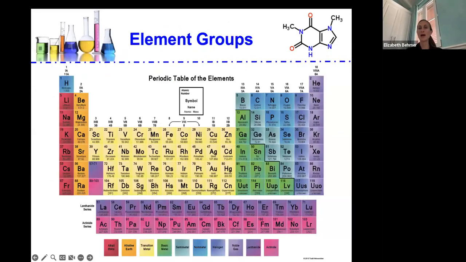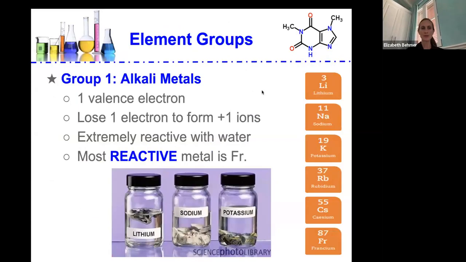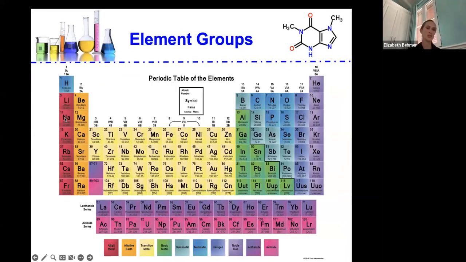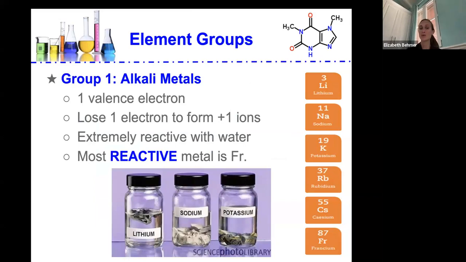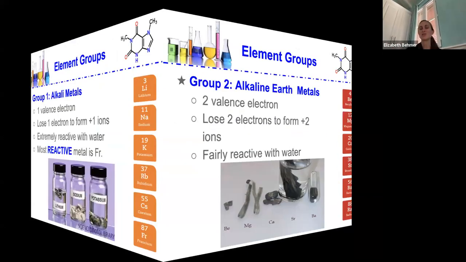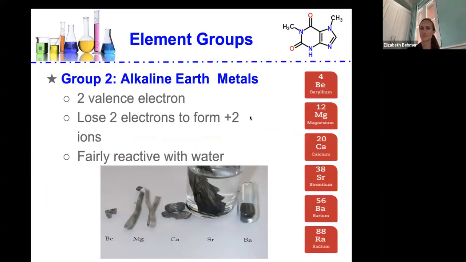Group 1, the alkali metals, are shown here, so that would be these elements under hydrogen. They have one valence electron, and they lose one electron to form positive ions. They're extremely reactive with water, and the most reactive metal is francium, Fr. Group 2 are the alkaline earth metals. They have two valence electrons, in this group starting with beryllium down to radium. They can lose 2 electrons to form a positive 2 ion charge.